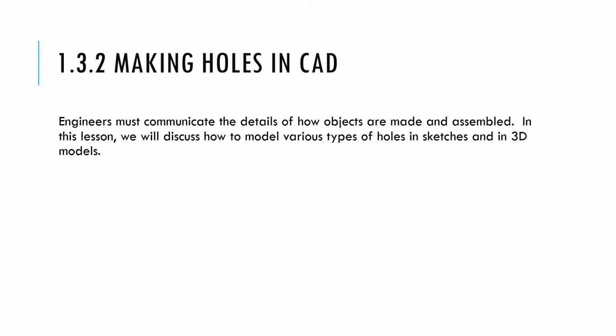Engineers must communicate the details of the way objects are made and assembled. So, if you're going to talk to anybody who's manufacturing, or putting anything together, they need to know how to put it together. They need to know what the features are, and an important feature often is what kind of holes and what kind of fasteners are going to be needed to put things together.